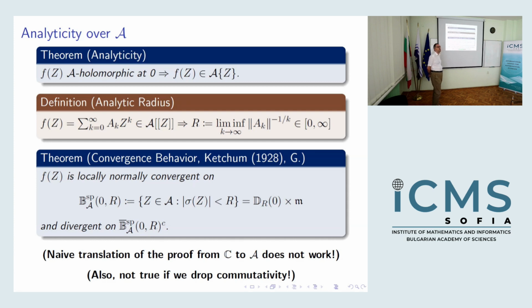In fact, the only algebras with a proper multiplicative absolute value are the reals, of course, the complex numbers, the quaternions, if you allow non-commutativity, and the octonions, if I'm not mistaken, if you allow non-associativity. And it's kind of an obstacle, but it works nonetheless. And also, this result is not true if we drop commutativity. It does not work.